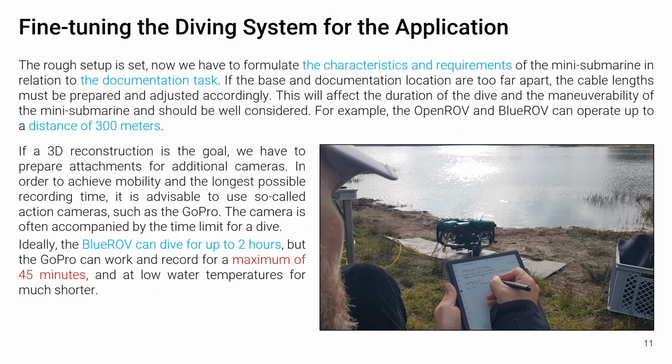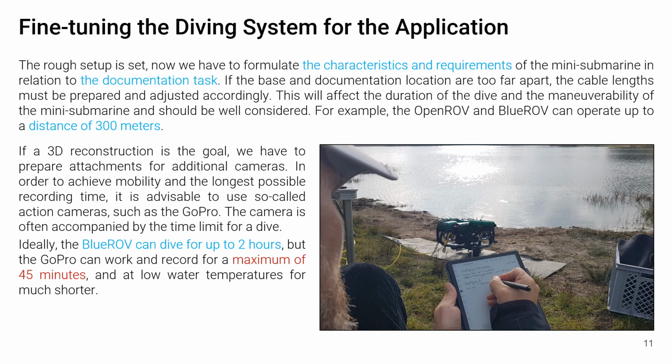Now we have to formulate the characteristics and requirements of the mini submarine in relation to the documentation task. If the base and documentation location are too far apart, the cable lengths must be prepared and adjusted accordingly. This will affect the duration of the dive and the maneuverability of the mini submarine and should be well considered. For example, the OpenROV and BlueROV can operate up to a distance of 300 meters.